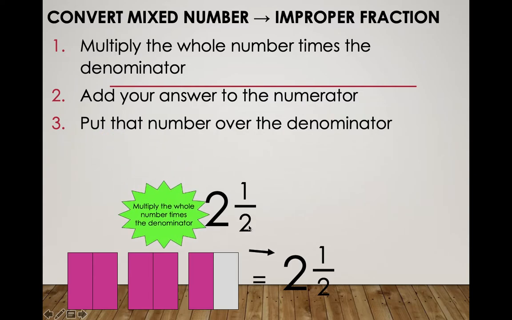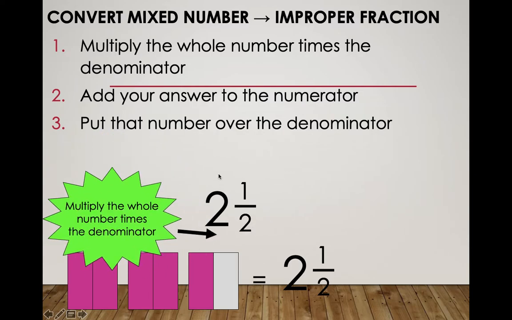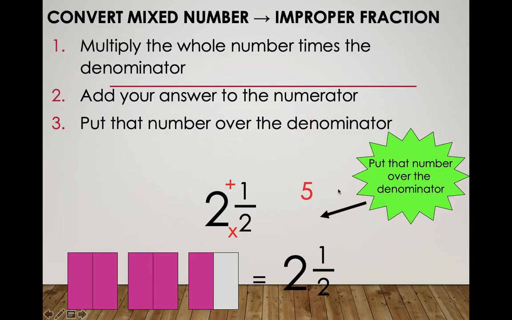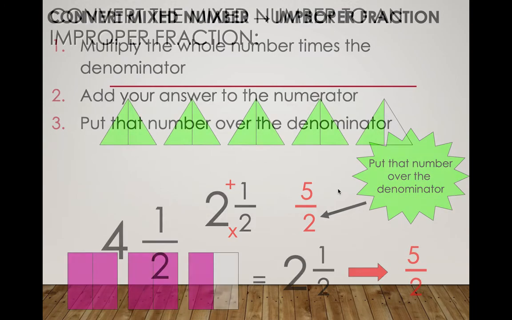2 1/2. We do 2 times 2 is 4. You may have seen this little wheel before. Add the numerator. 2 times 2 plus 1 is 5. And we keep the denominator the same. And we'll do some examples of this.